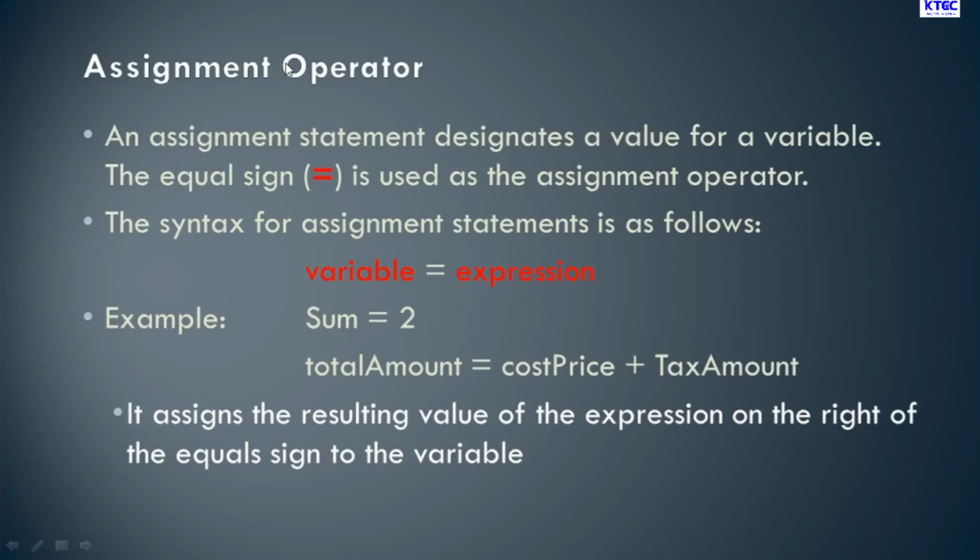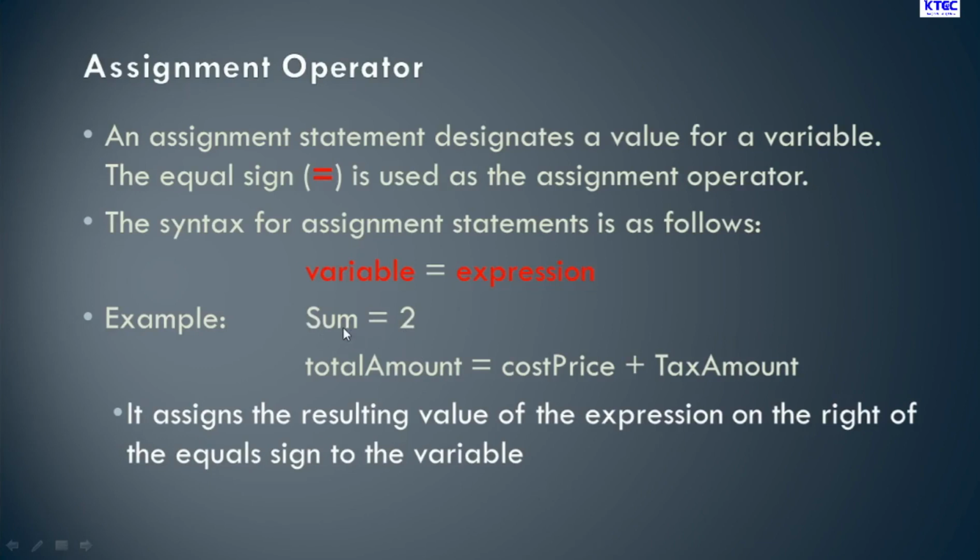Now they are telling us more about the assignment operator. It assigns the resulting value of the expression on the right of the equal sign to the variable. Let me repeat. It assigns the resulting value of the expression on the right of the equals sign to the variable. Now, this is the right side of the equal to. This is the left side of the equal to. So it assigns what is at the right to the left. So that is what we are talking about here.